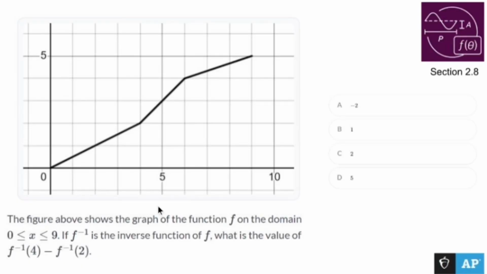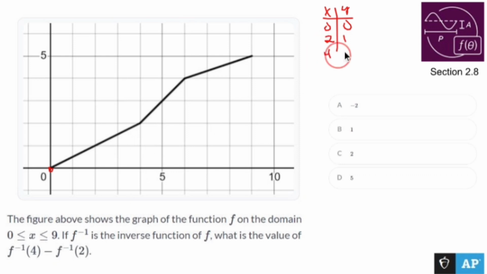The figure above shows the graph of the function f on the domain between 0 and 9. There it is. If the inverse of f looks like that, what is the value of f inverse of 4 minus f inverse of 2? Well, here's the thing. If I say f of x equals a number, like for example, x and y, if I were to look at this and say, all right, 0 appears to match up with 0, and 2 appears to be 1, and what do I care about? What else do I care about?